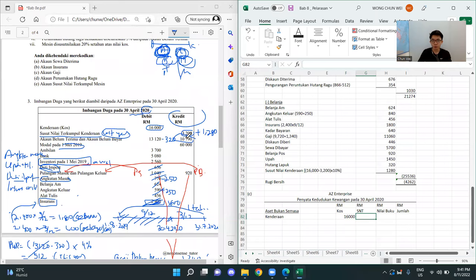So in that case, we already said, use the 3,200 plus this year's susut nilai, which is 1,280. And then what do you get? And then you bracket it. So 3,200 plus 1,280, we get 4,480. So this will be the susut nilai terkumpul up to 30 April 2020. So the latest one. So your nilai buku, you use the 16,000 minus your SNT 4,480. This one minus this one. And then you get 11,520. And that one straight away goes into your jumlah.